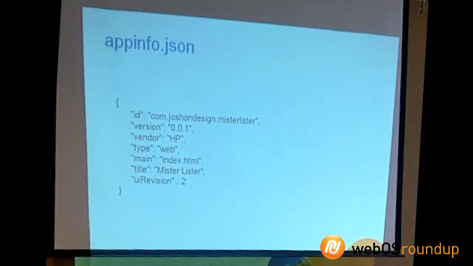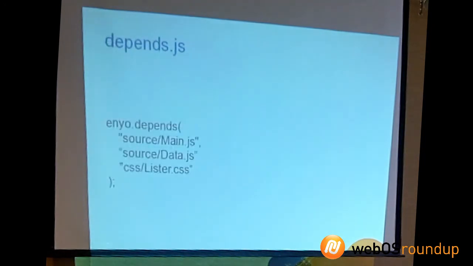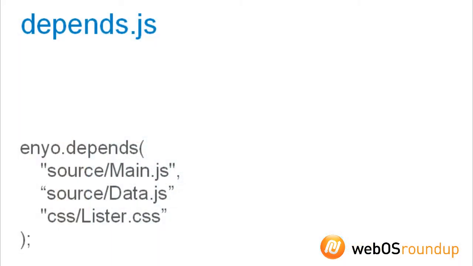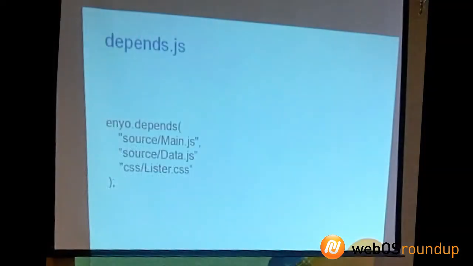Mojo apps load in the little emulation window. UI revision 2 says go full screen with it. Here in your depends.js file, you have your enyo.depends. Here we're going to tell it to load in the 2 JavaScript files that we have that control the app, and then our CSS file. It's really simple. As your app grows and you have more files, you have to include many more files.